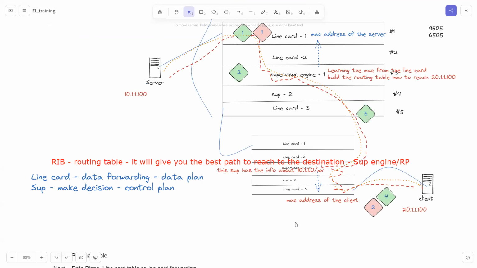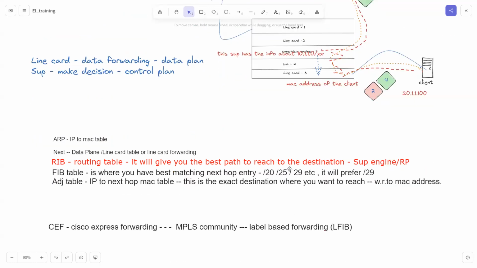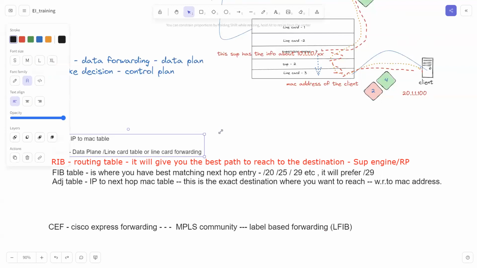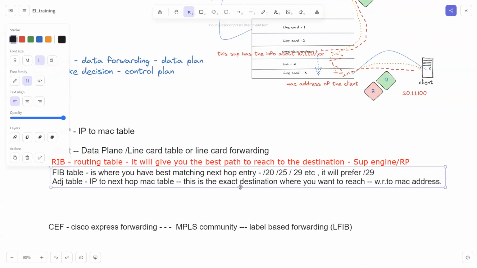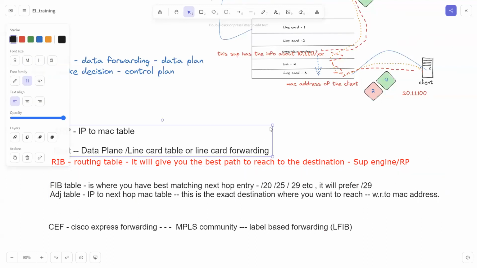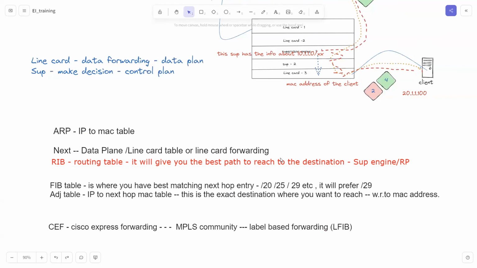Can you scroll down a little bit? Okay, yeah, that's fine. So you have this RIB table. You said it will give you the best path to reach the destination, right? Then you have the FIB. This is where you have the best match next hop.